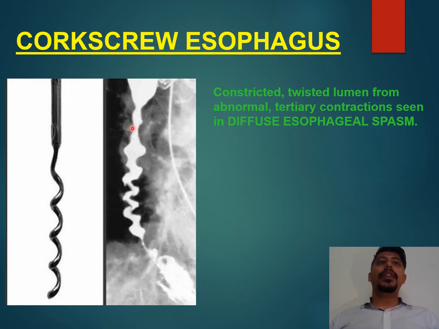Corkscrew esophagus. So this is the corkscrew esophagus in the barium swallow image, where this is the constricted twisted lumen from abnormal tertiary contractions in diffuse esophageal spasm. So it is called as corkscrew esophagus.